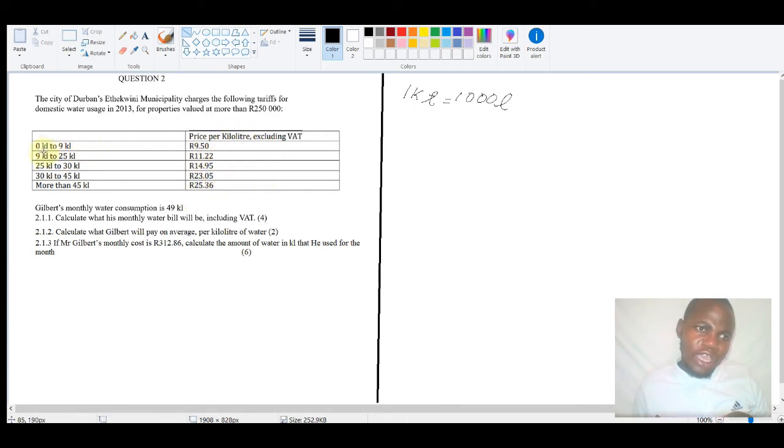So now here you have this here, which is the range, to say if you are using between 0 to 9 kiloliters of water, you will be charged 9.50 Rand per kiloliter. So let's say now, before we go to the questions, now let's say we create our question to say calculate the cost if you use maybe 5 kiloliter. Let's say you use 5 kiloliter of water. We want to calculate the cost for using 5 kiloliter of water.